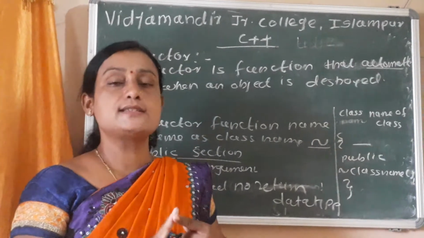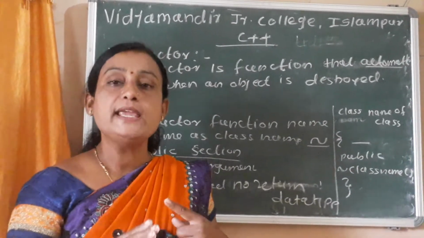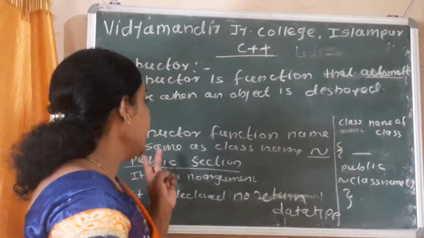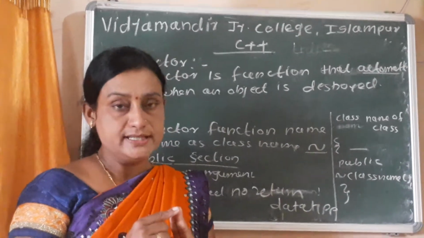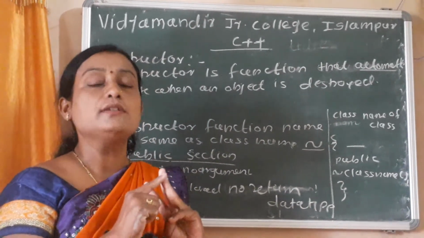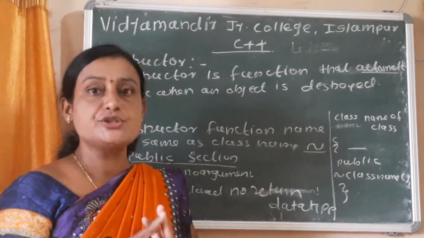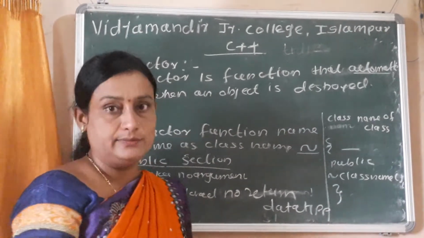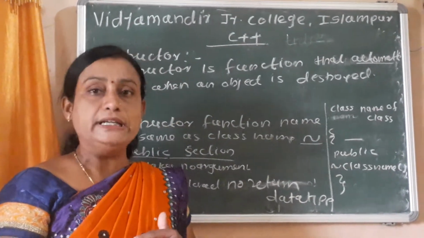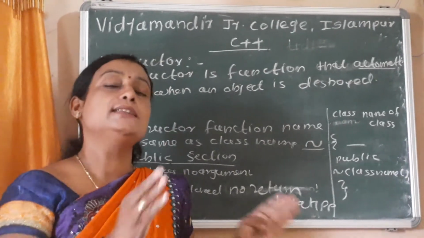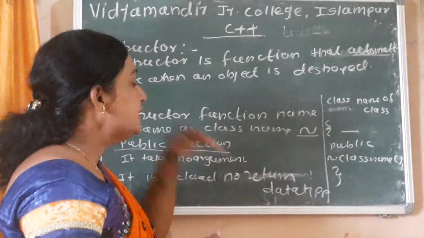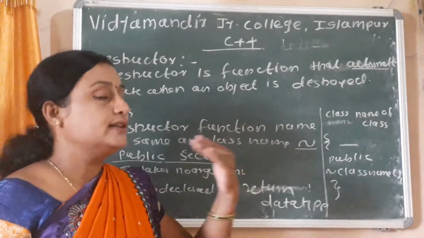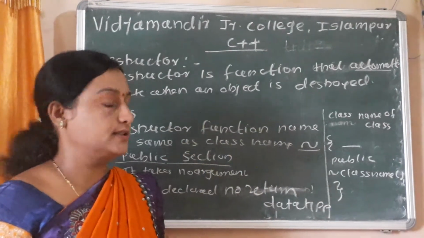First rule, the destructor function name is the same as the class name but starts with the tilde symbol. Second, it must be declared in the public section. Third, it does not take any arguments at the declaration. And fourth is no return data type. Any data type which we want to return a value, we can't give before the destructor function. This function is used to destroy the object which is created or initialized by the constructor.